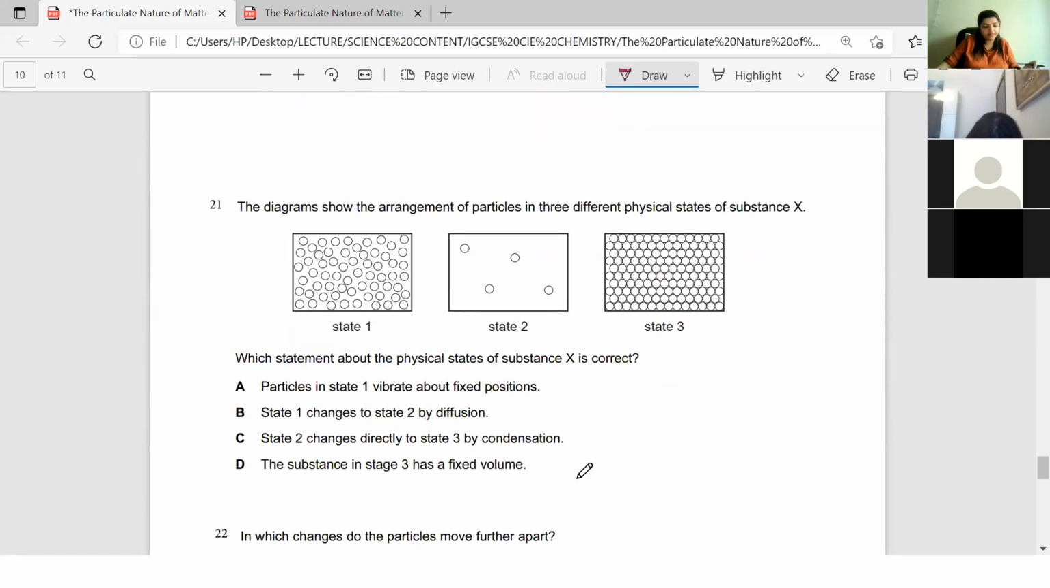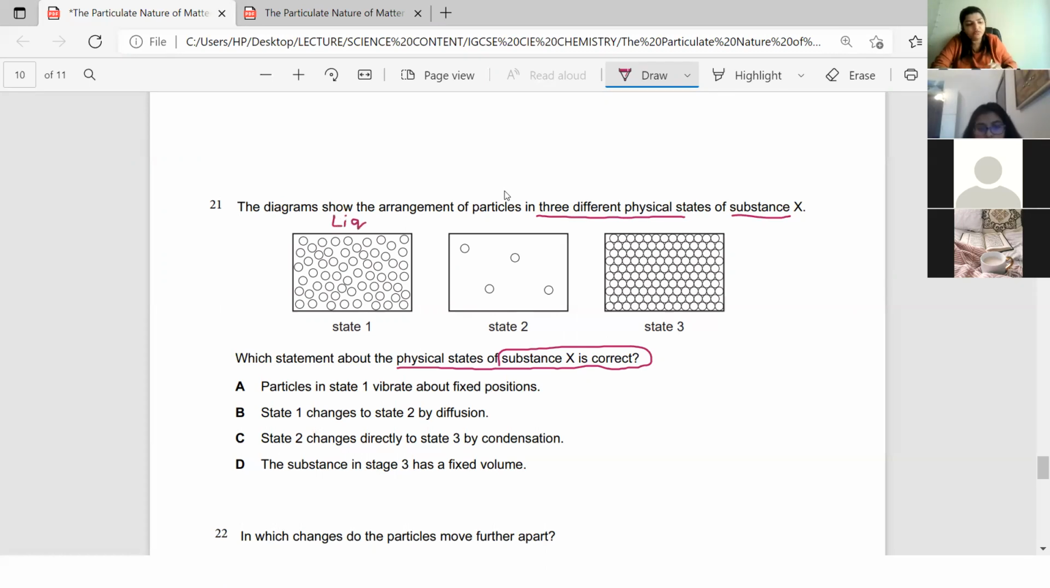Okay, 21. Salma. The diagram shows the arrangement of particles in 3 different physical states of substance X. Which statement about the physical state of substance X is correct? Read all the statements and tell me whether each statement is correct or not. Particles in state 1 vibrate about fixed position. Tell me what is state 1, Salma, first. Liquid. State 2 gas, and state 3 will be solid, right? Solid. Yes. So particles in liquid vibrate about mean position. Is this statement correct or incorrect? It's incorrect.